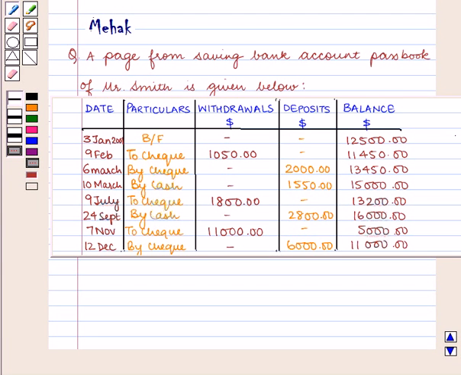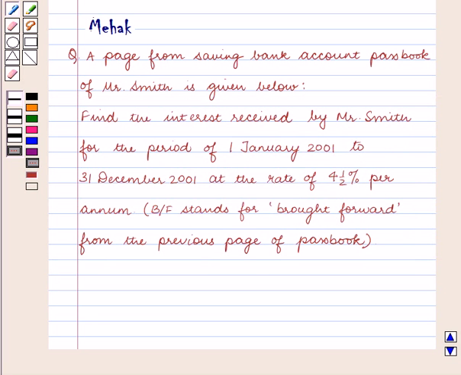In this session, we are going to discuss the following question. The question says that a page from the savings bank account passbook of Mr. Smith is given below. Find the interest received by Mr. Smith for the period of 1st January 2001 to 31st December 2001 at the rate of 4.5% per annum. B/F stands for brought forward from the previous page of the passbook.